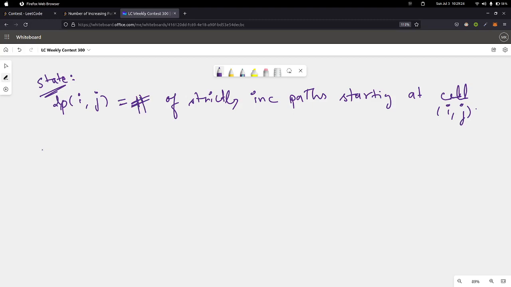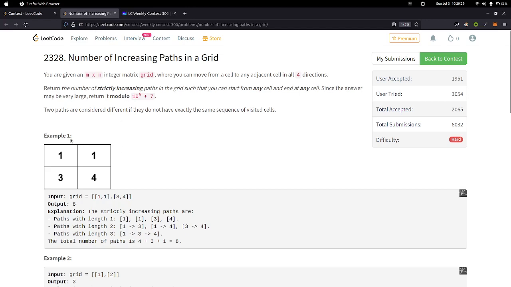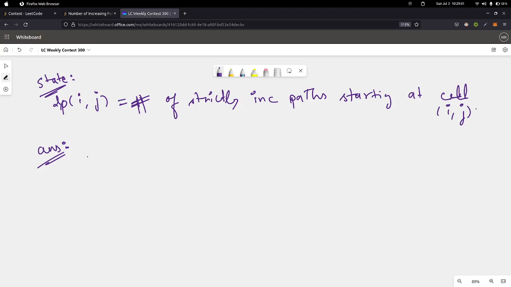And the answer to the whole problem will be the total number of paths in the grid which are strictly increasing and which can start and end at any cell, right? So there are n cross m cells in a grid, and we can start from any cell. So the answer will be the double summation of dp of i, j, where i equals 0 to n minus 1 and j equals 0 to m minus 1. That's it.